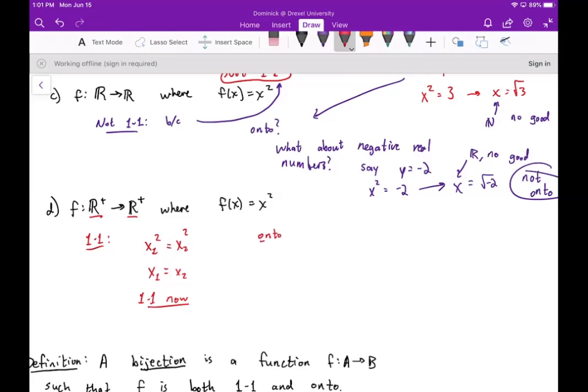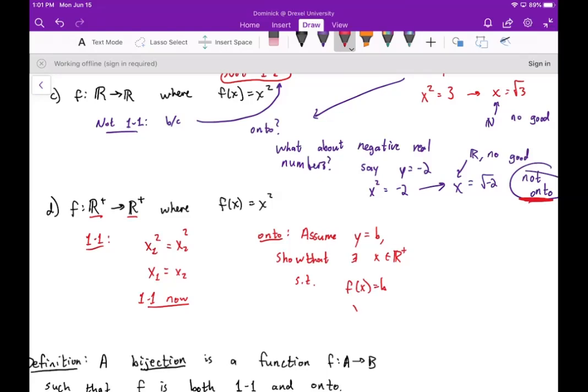Now for onto, we've eliminated all the issues where we have, for example, square roots of negative numbers, because now we're only plugging in positive numbers and getting out positive numbers. So now I don't have this issue. So now the proof looks like this. Assume y is equal to b. Show that there exists an x in the positive reals such that f of x is b.